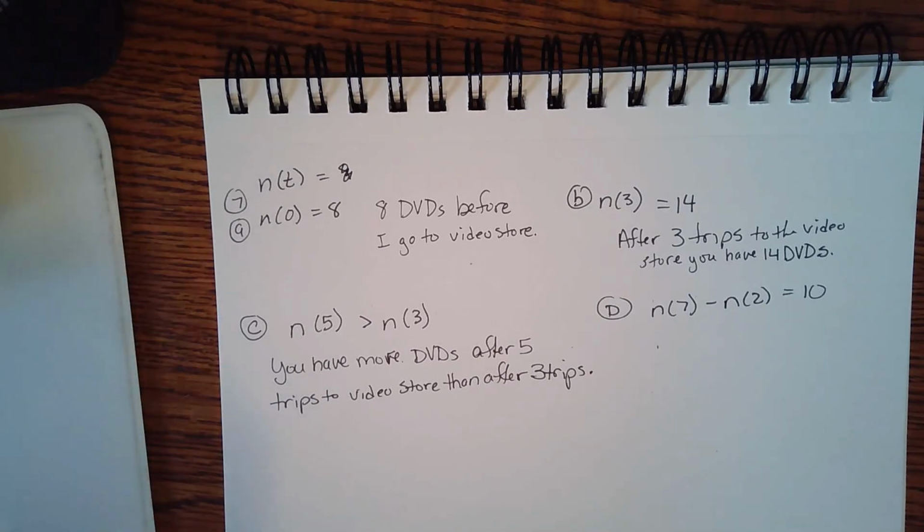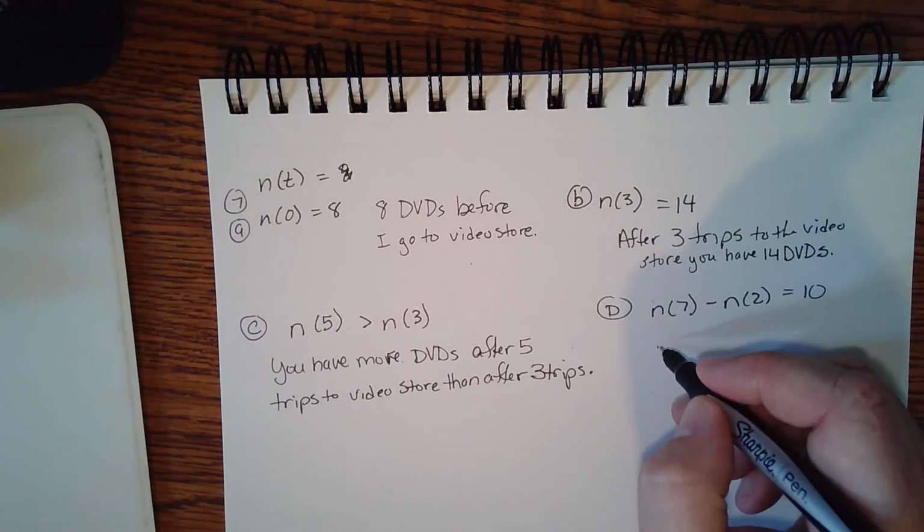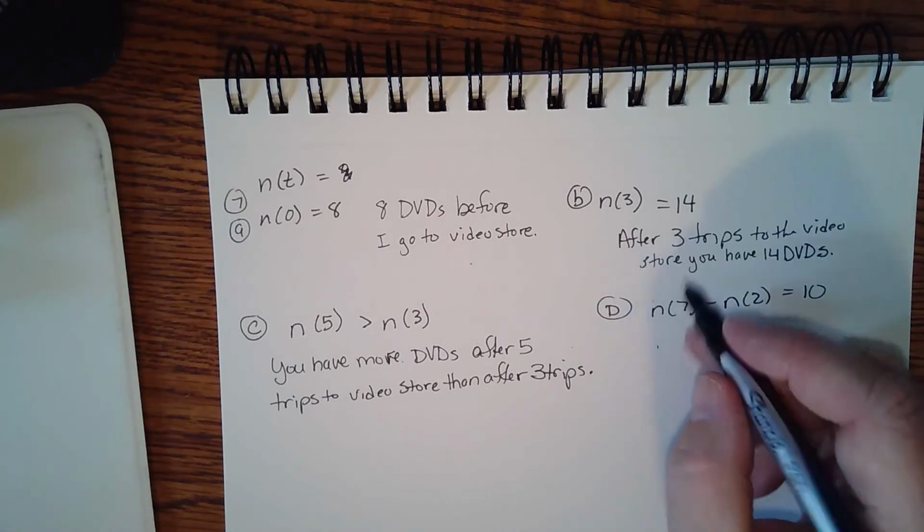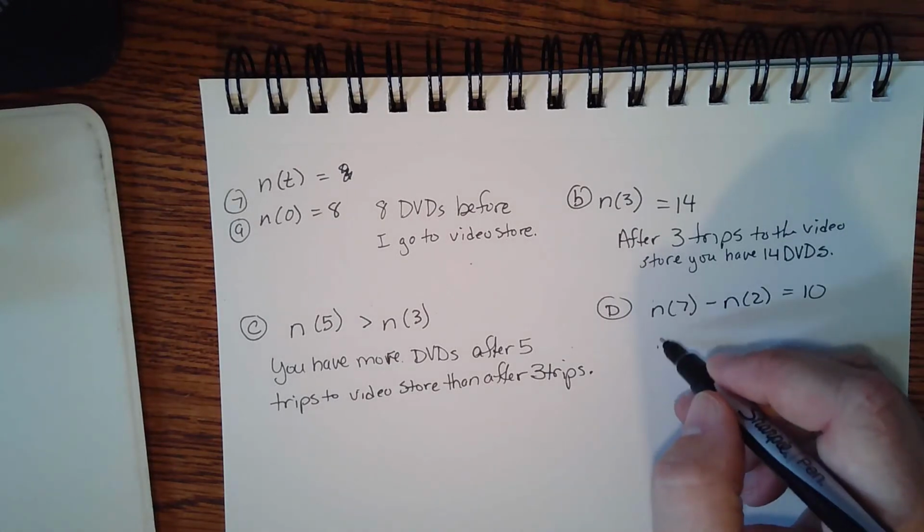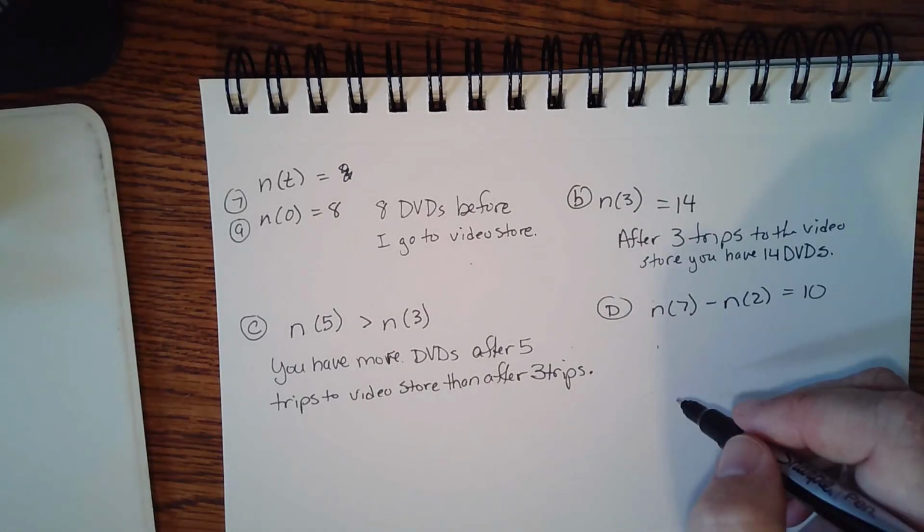No, you're not subtracting the 2. This is what it's saying. After 7 trips to the video store, you have 10 more DVDs than after 2 trips. So 10 more means that you have subtracted that. It doesn't mean that after n of 5 trips you have 10. That is not what this means.